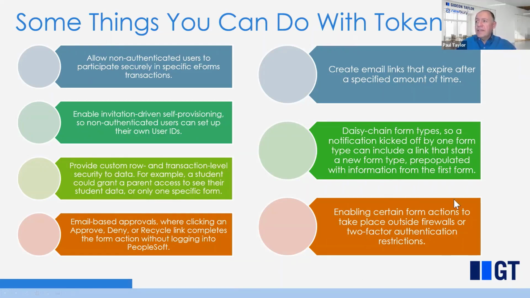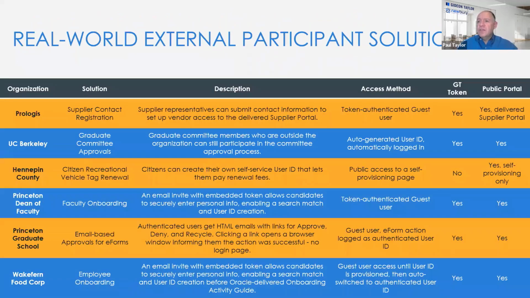You can let some things happen outside of firewalls or two-factor authentication restrictions. So if you've got transactions that really don't need two-factor, you can use a token to basically gather that information through a public portal and still have security and restrictions based on that. So lots of things you can do with those tokens.